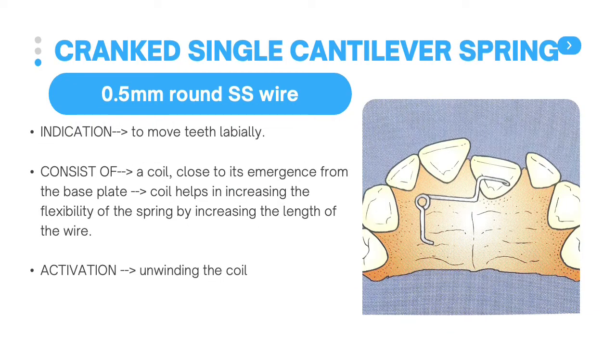This is cranked single cantilever spring. It is made from 0.5 mm round stainless steel wire. Its indication is to move the teeth labially. It consists of a coil close to its emergence from the base plate, and the coil helps in increasing the flexibility of the wire by increasing the length of the wire. Activation is by unwinding the coil or opening up the coil.